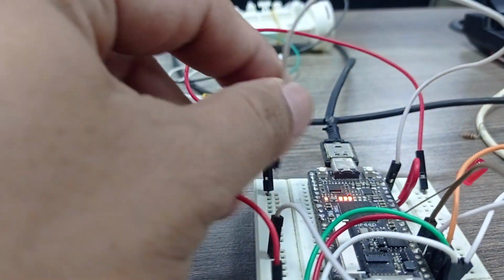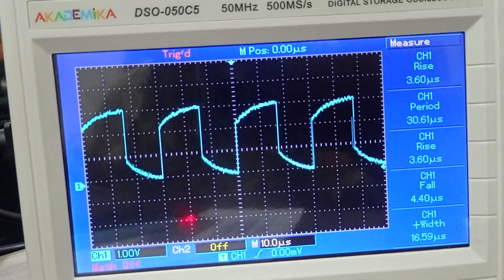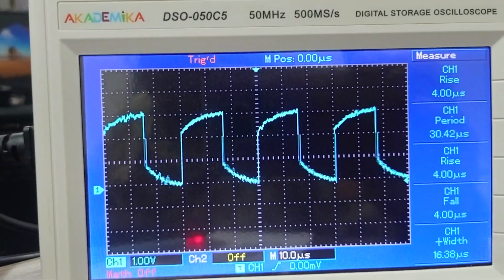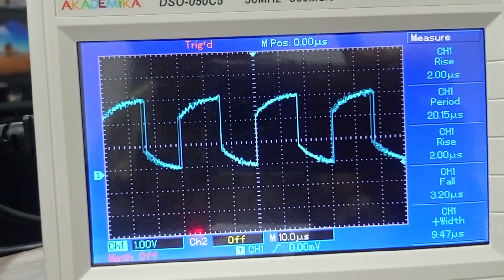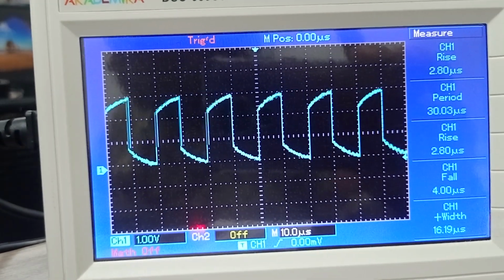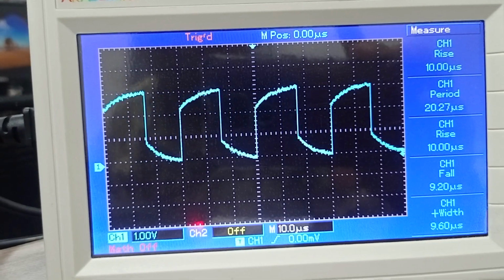So now when I remove this and go back and check it, I have a time period of 30. So my PLL is able to lock to the incoming wave. If it's 20, my output is 20. If it's 30, output is 30. So it's simply tracking the input frequency.